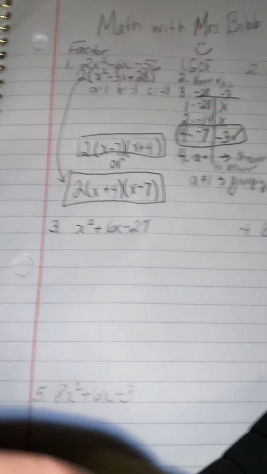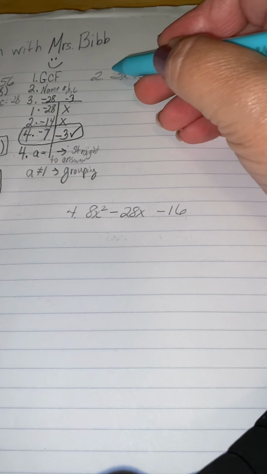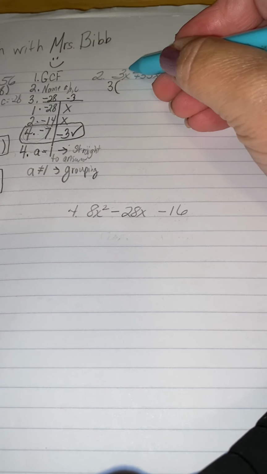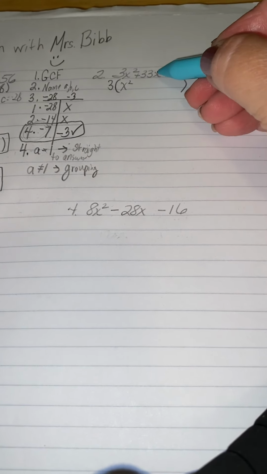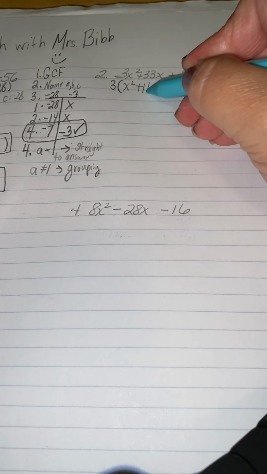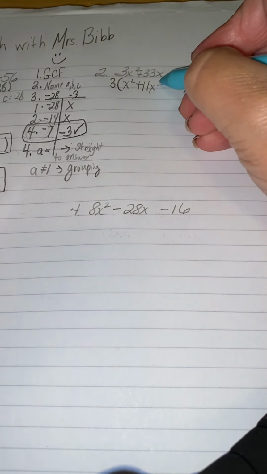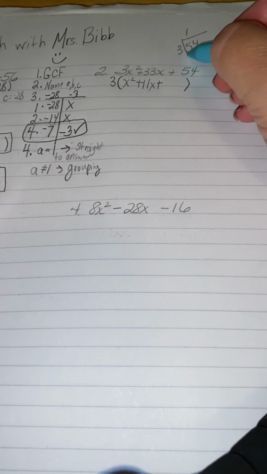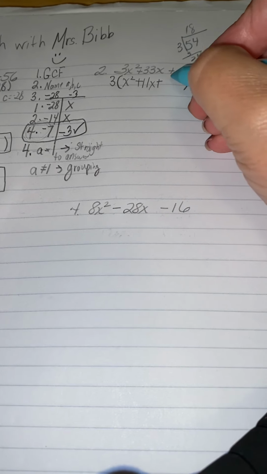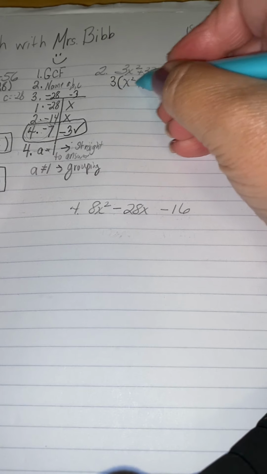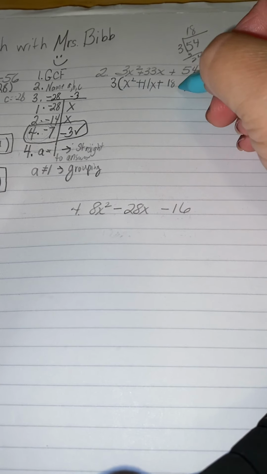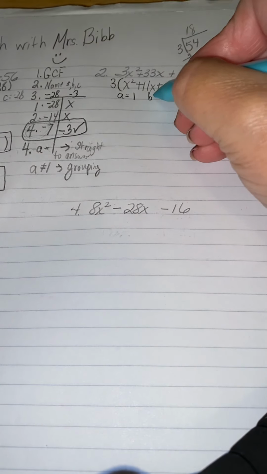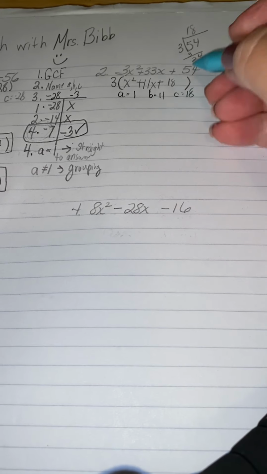Let's go on to number 2, and I won't spend as much time going over every single step. Do I have a common factor? Yes, I do. 3 is my common factor. 3x squared divided by 3 is x squared. 33x divided by 3 is 11x. 54 divided by 3 is 18, positive 18. Now name A, B, and C. Since I don't have a common factor anymore, I do have a trinomial. So when I have a trinomial, I'll name A, B, and C.